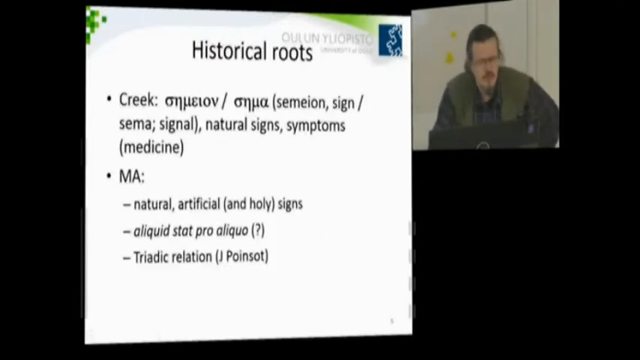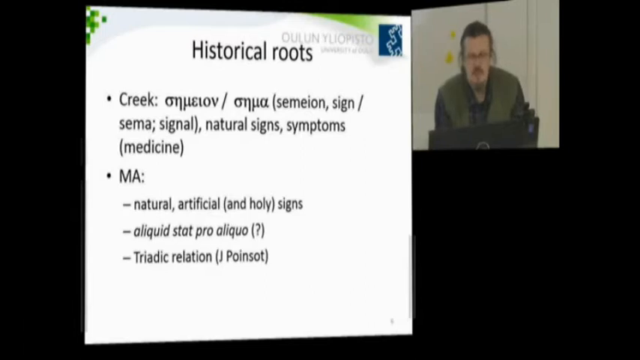And then in the Middle Ages the main philosophers elaborated very strongly the concept of sign and its role in human affairs generally and in learning especially. They discriminated between natural signs, which were known already in Antique, and artificial signs, and also the holy or religious signs. Often their view is referred to by this formula aliquid stat pro aliquo, that something stands for something else.